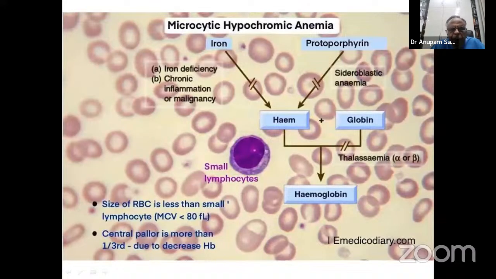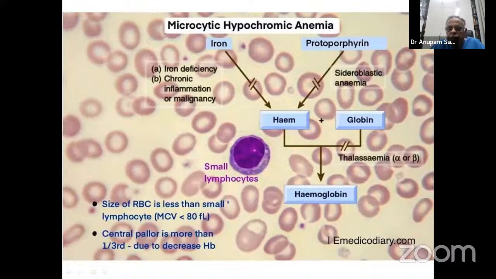Now, what happens is that iron leads to formation of heme with the help of protoporphyrin. And if there's a defect in the protoporphyrin metabolism, then it leads to sideroblastic anemia. Whereas if there is a defect in the iron incorporation, which could be due to deficiency, or it could be an incorporation defect, which happens with chronic inflammation and malignancy, then also heme formation is less.